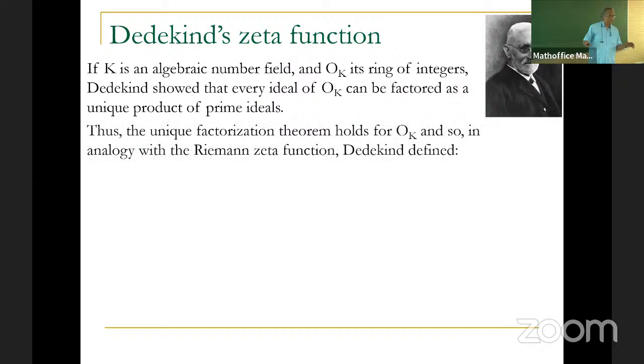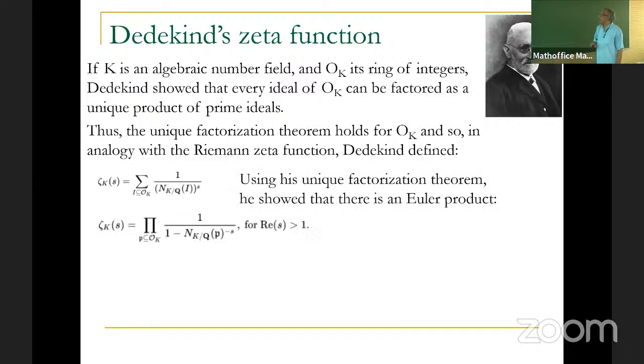So the unique factorization theorem holds for O_K. And in analogy with the Riemann zeta function, Dedekind defined the summation of 1 over the norm of the ideal to the power of s. Then, using his unique factorization theorem, notice that since the norm is a multiplicative function on the ideals, you can write the Dedekind zeta function as an infinite product over prime ideals.